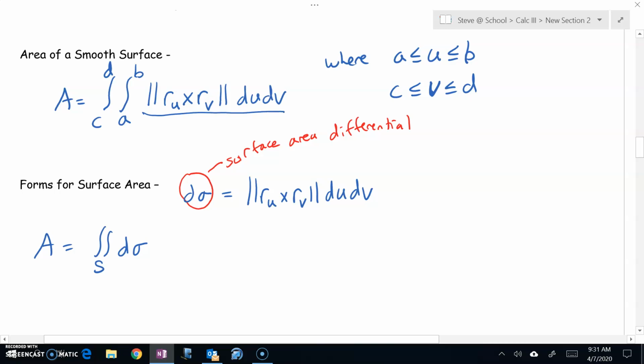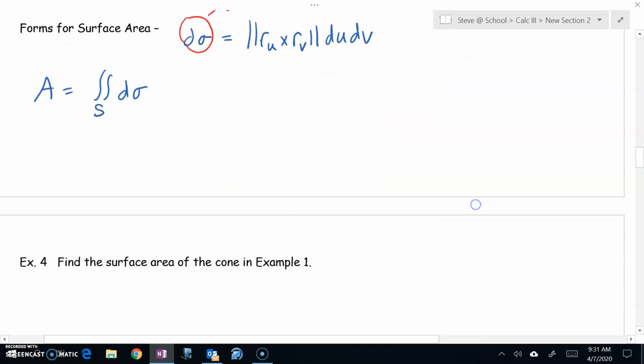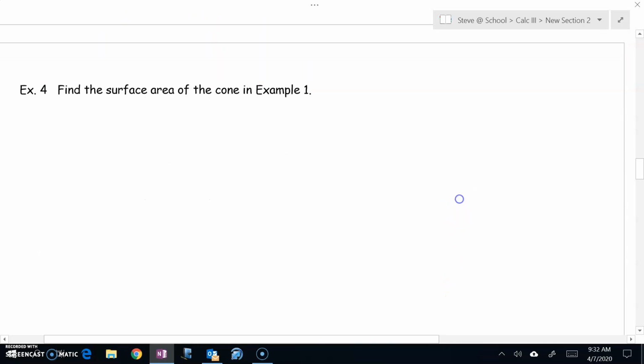Again, pause the screen if you want to write any of that down, but we're going to go on to the next problem where we are going to practice doing a surface area problem from the same example from the beginning of the notes from yesterday. So, yesterday you guys found that r, in terms of r and theta for this cone, was r cosine theta, r sine theta, and then it was just r. We found that z was equal to r. We also found that r was between 0 and 1, and theta was between 0 and 2 pi.